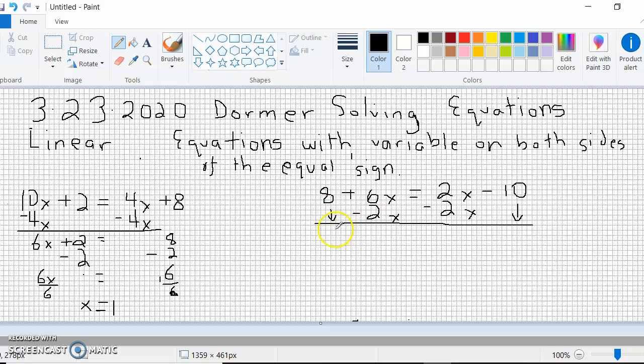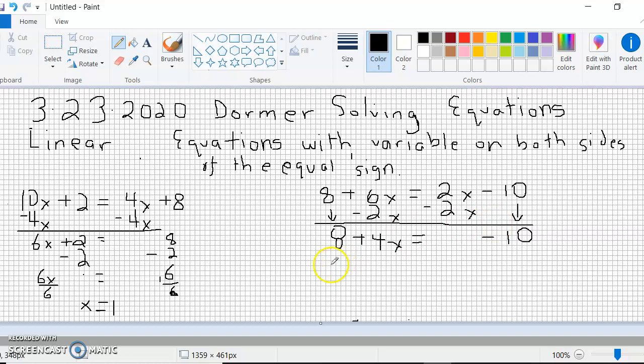So now what I have here is 8 plus 4x equals, so this would be 0, minus 10. All right. So in my assignment that I give you, I may put in a few of those so that you can have a review.